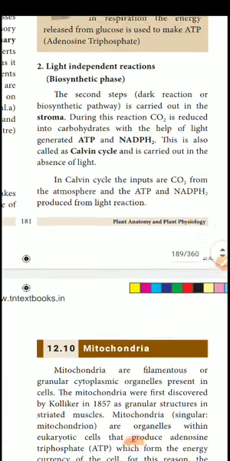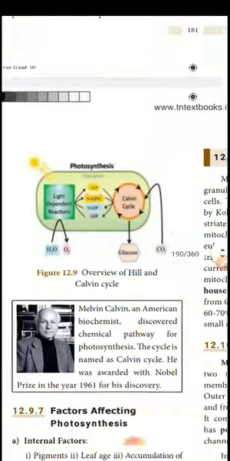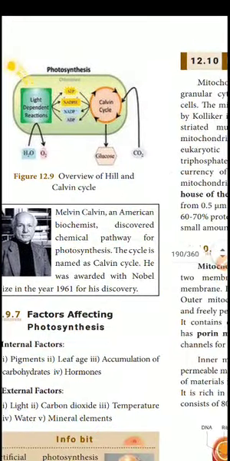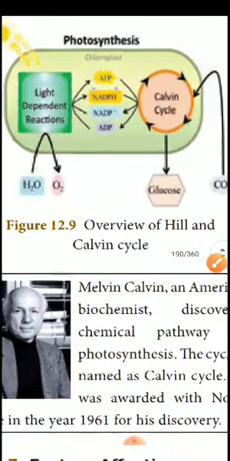In the Calvin cycle, the input is CO2 from the atmosphere and the ATP and NADPH produced from the light reaction. See, this is the overview of the Hill and Calvin cycles. In this cycle, this is H2O and O2, this is glucose, this is CO2. So what will happen in this reaction? See that clear picture view.